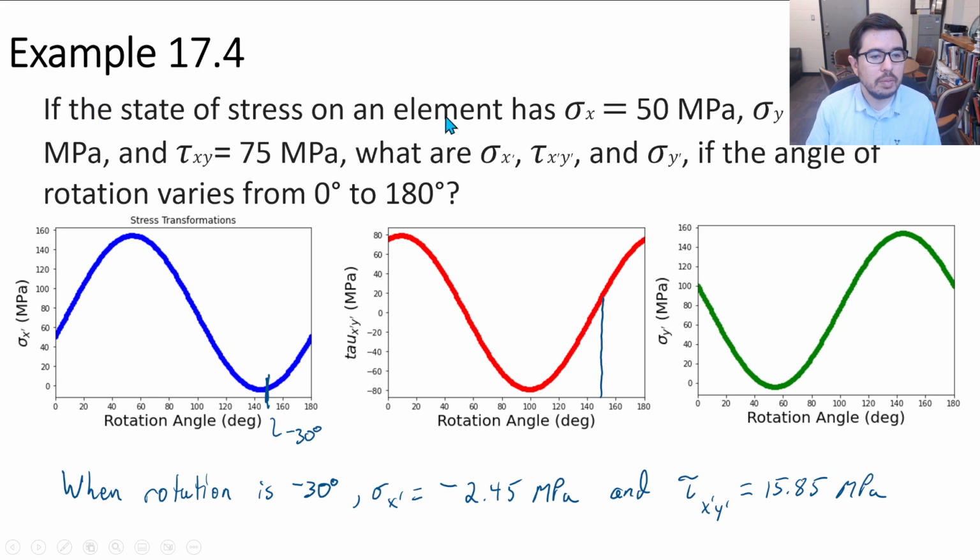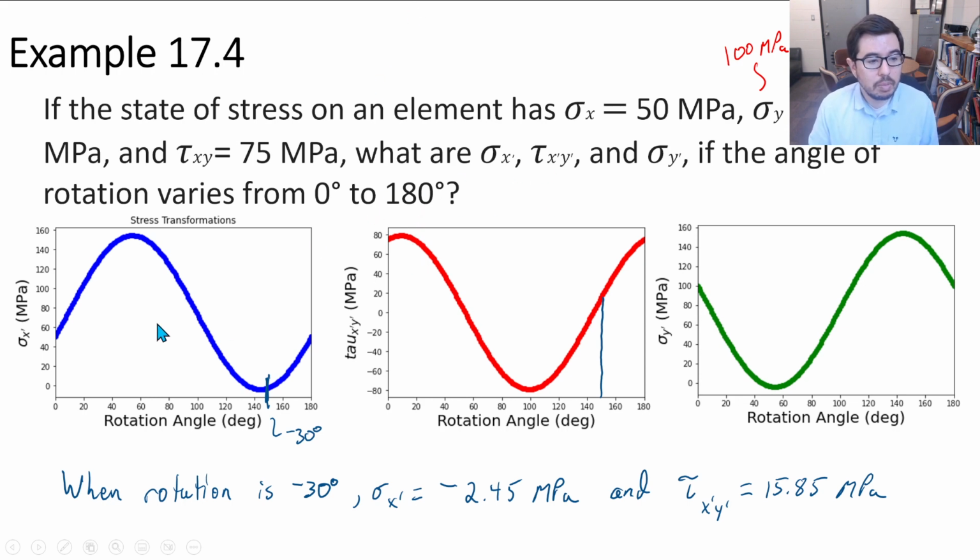So here we're saying we have sigma x equals 50 megapascals. Sigma y is equal to 100 megapascals. Sorry, that got chopped off. And tau xy is equal to 75 megapascals. This is just so you can see a little bit better. This is 100 megapascals. And what's going on if the angle of rotation varies from 0 to 180 degrees?